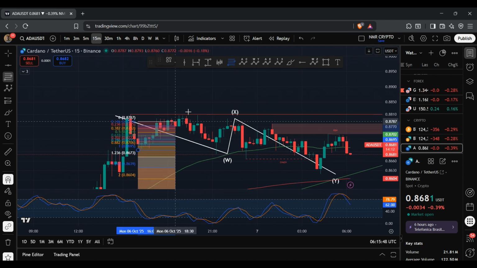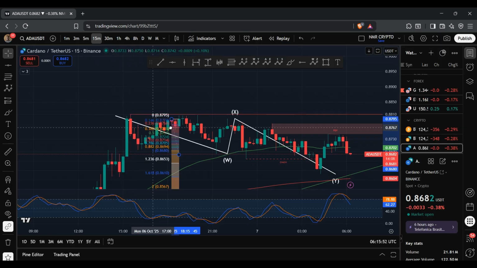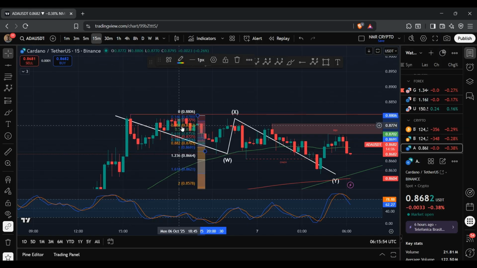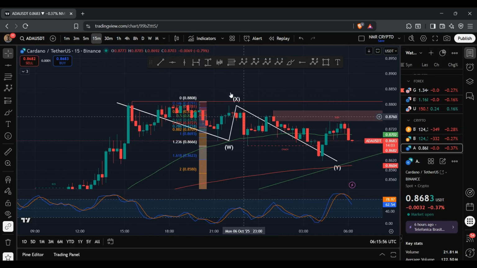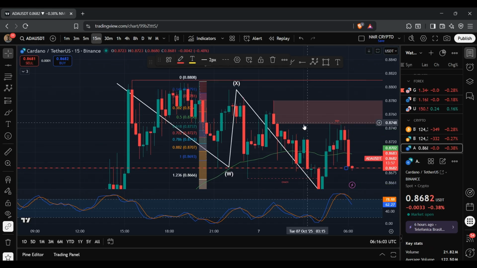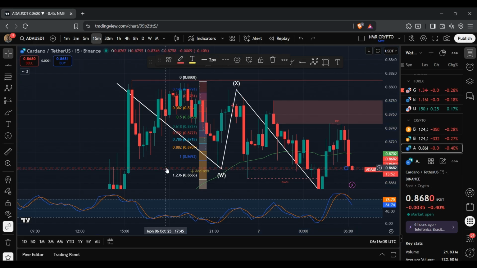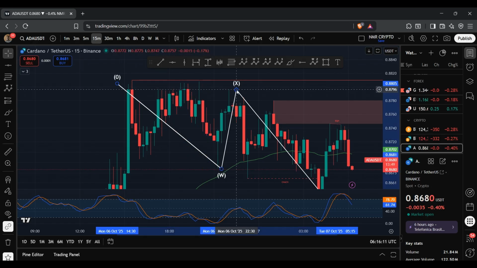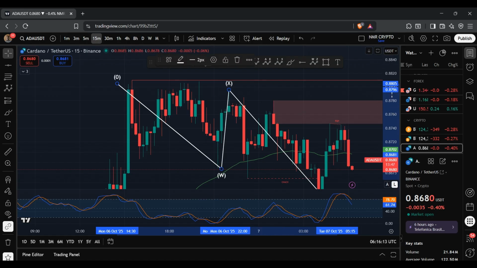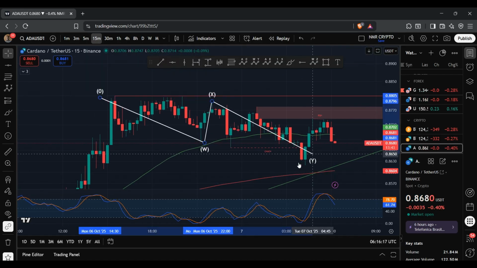So if I bring in the fib tool and bring this to 88.08 cents, you can see that we ended up tapping into that typical range for the Y wave, which is anywhere between 1 to 1.226. And here we ended up reaching 86.82 cents to form the W wave. And shortly after, we then saw a recovery to form the X wave, where we ended up reaching 87.96 cents. And then we saw this further push to the downside to form the Y wave.